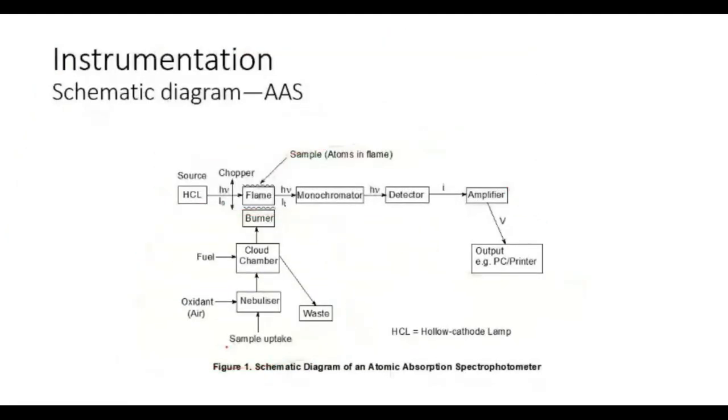So sample uptake is done into a nebulizer. You understand what is nebula? Cloud of gas. So a nebulizer is something that produces that nebula. In the nebulizer, oxidant, many times normal air, is mixed with the sample. Then it is transferred into the cloud chamber, where it mixes with the fuel. In the cloud chamber, if the droplets of that cloud are large, those large droplets are drained to the waste, and the fine mist is then transferred to the burner. In the burner, you will get flame.